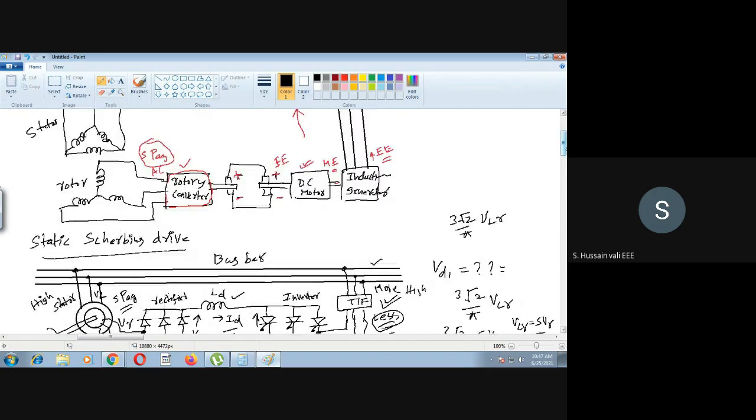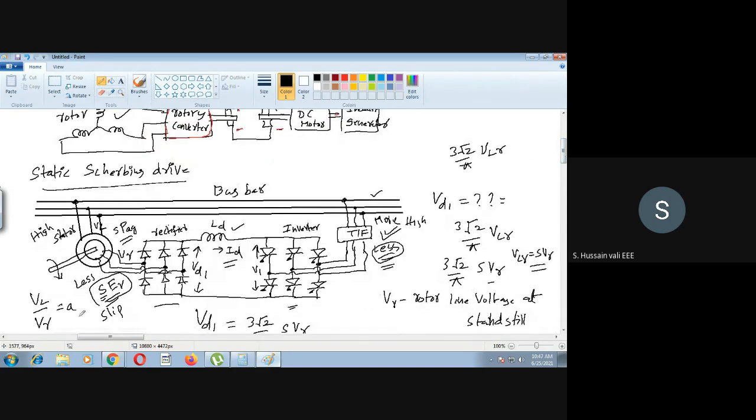Here you see the previous picture, stator, rotor. So there is a turns ratio here, and I'm taking it as A. What is A here? A is the ratio of VL by VR. We will remember it like this. VL is the stator line voltage, and VR is the rotor line voltage at standstill. Definitely, in every induction motor data sheet, this ratio will be given. There is no doubt in that.